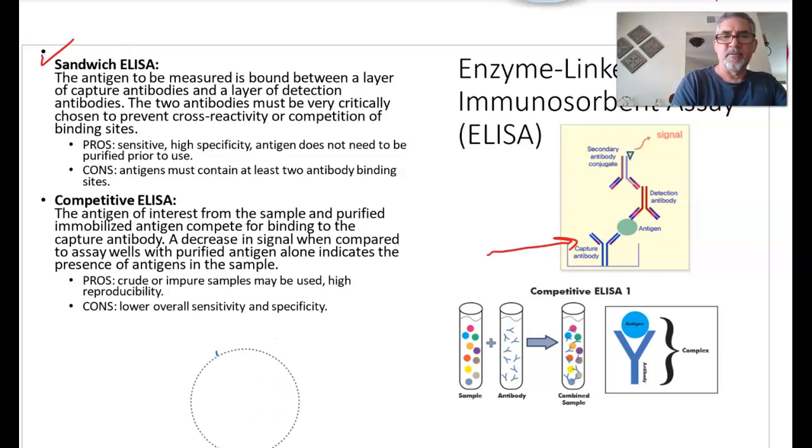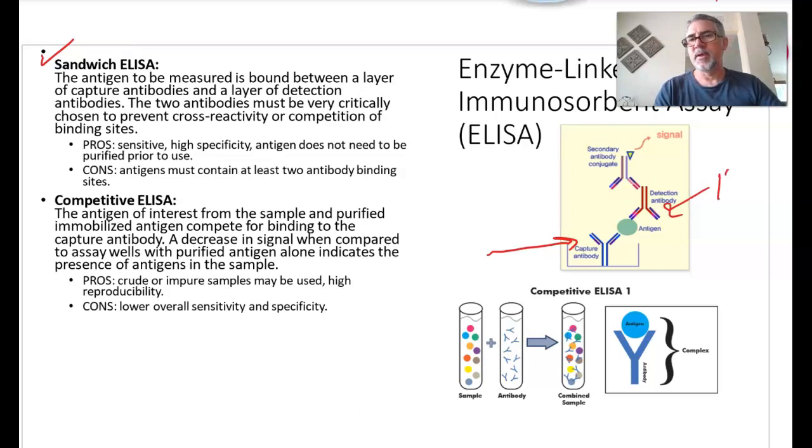But when I have sandwich, now I have a capture antibody. So the only thing that's going to stick is the antigen that matches my capture. Then I get a primary antibody that's going to look for the epitope, a different epitope on the same antigen. And then I get my secondary antibody. So the rest of this is just like indirect. Sandwich has a capture and then indirect on top of it.